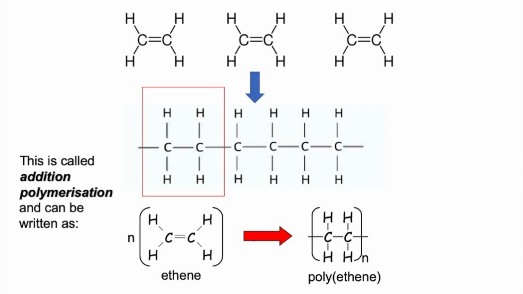Now this process, where lots of alkene molecules join together to form a long saturated hydrocarbon chain, is called addition polymerization. And addition polymerization, just like addition reactions, works by the double bond being broken. In addition polymerization, the double bond breaks and the spare bond that is generated is used to join the different molecules together.